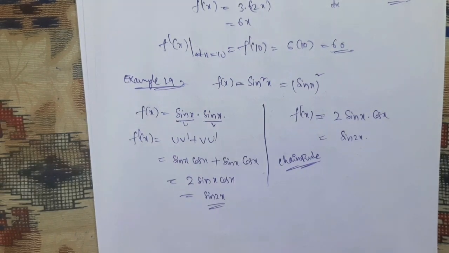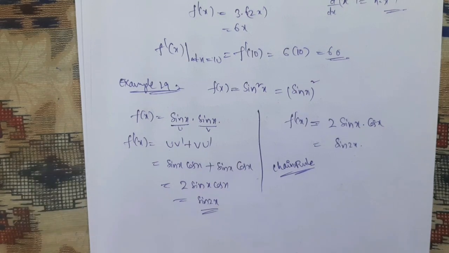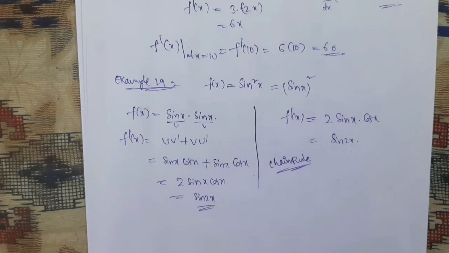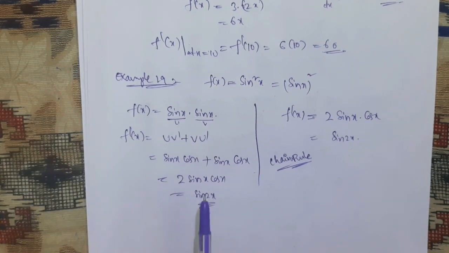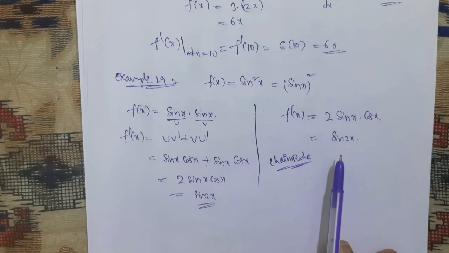That means to find the derivative of a function we can have multiple methods, more than one or two. We can find it by using the chain rule, the product rule, or the quotient rule. But whatever method you use, you should get the correct answer.